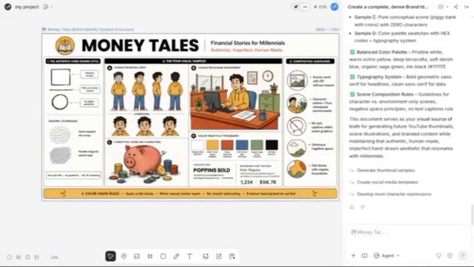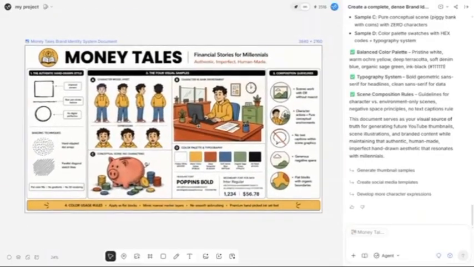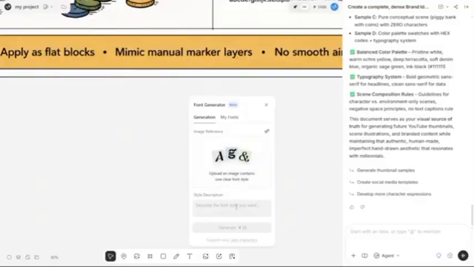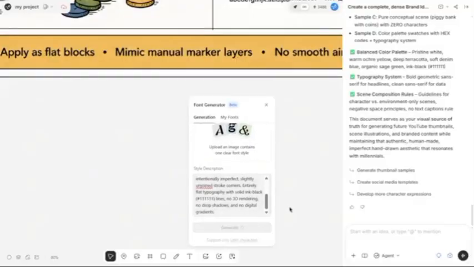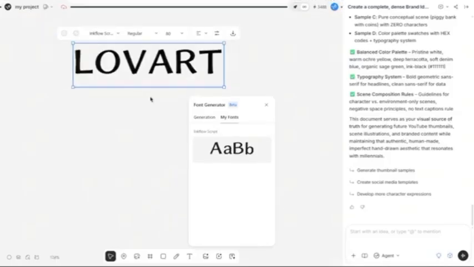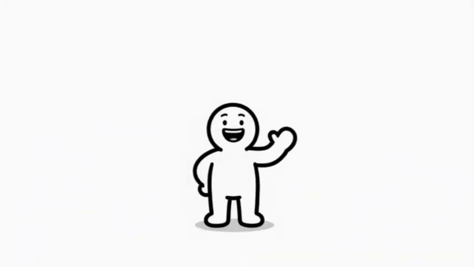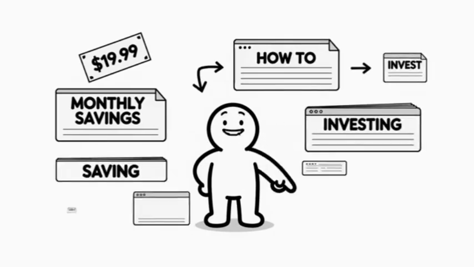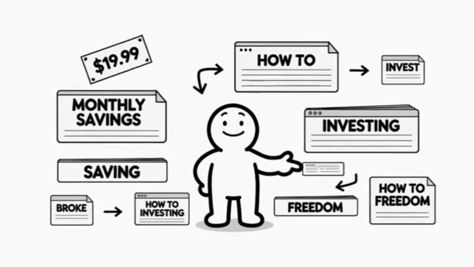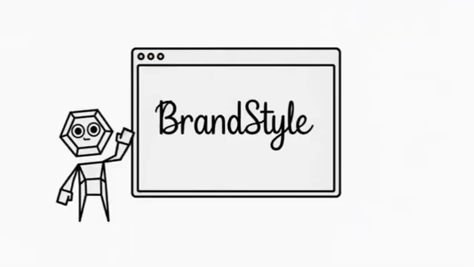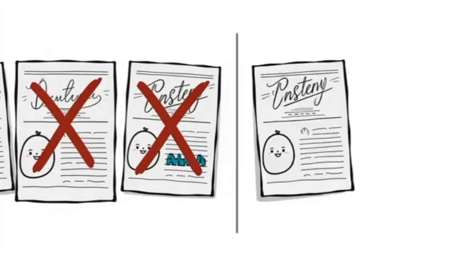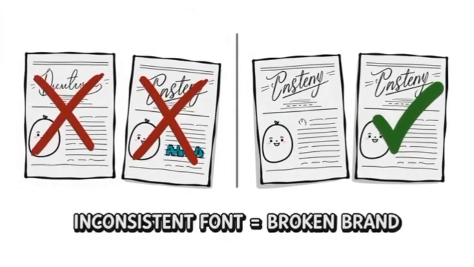The next step is the font. This type of channel relies heavily on big readable text, so I'm going to use the font generator to create a bold hand-drawn typography style that matches the illustrated finance look. All I have to do is paste the font description here, and it generates the font design. The font needs to work for money amounts, section titles, thumbnail headlines, and simple words like broke, wealthy, saving, investing, and freedom. This matters because the text style is part of the brand. If every thumbnail uses a different font, the channel stops feeling like one consistent visual system.